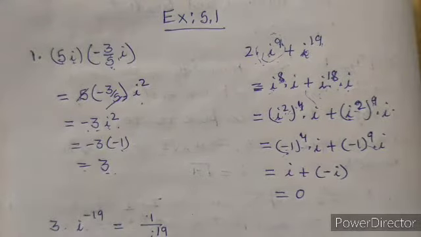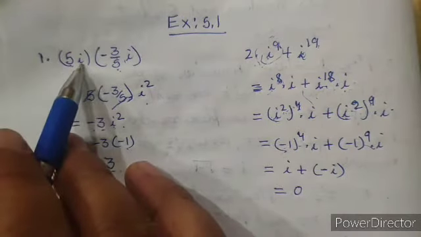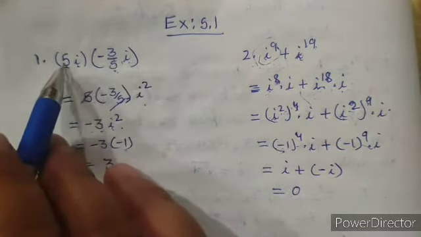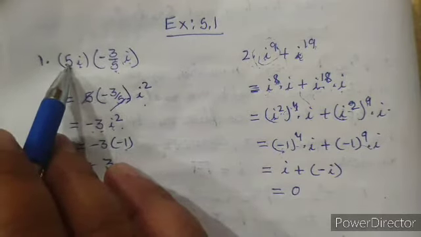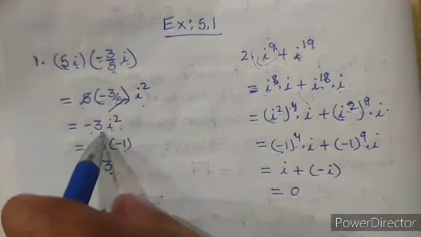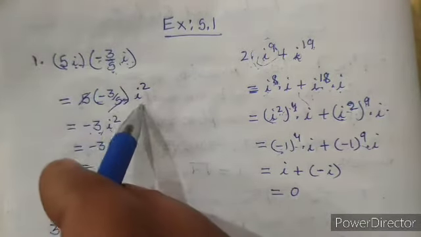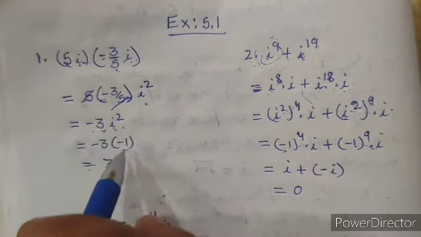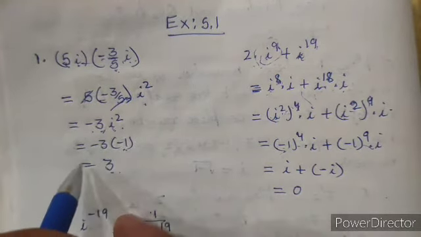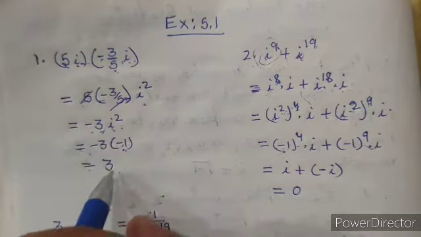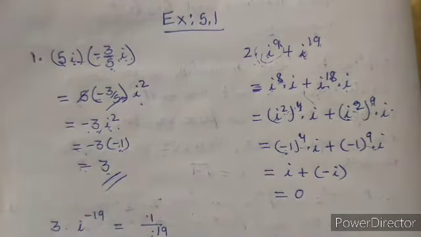Now come to exercise 5.1. In question number first, we have to find the value of 5i into minus 3 by 5 into i. Now here 5 into minus 3 upon 5 will be equal to minus 3 and i into i will be equal to i square. And as we know, value of i square is equal to minus 1. So it will be equal to minus 3 into minus 1 and that will be equal to 3.